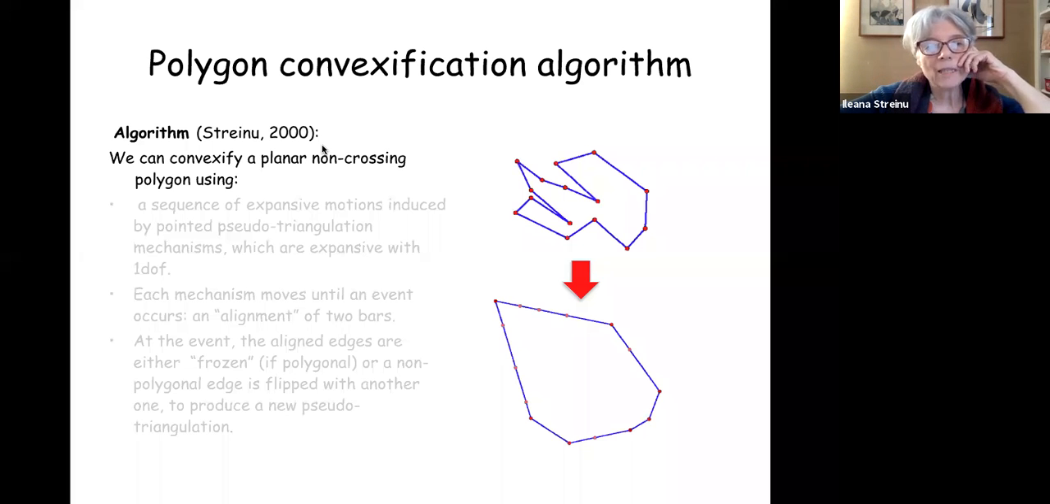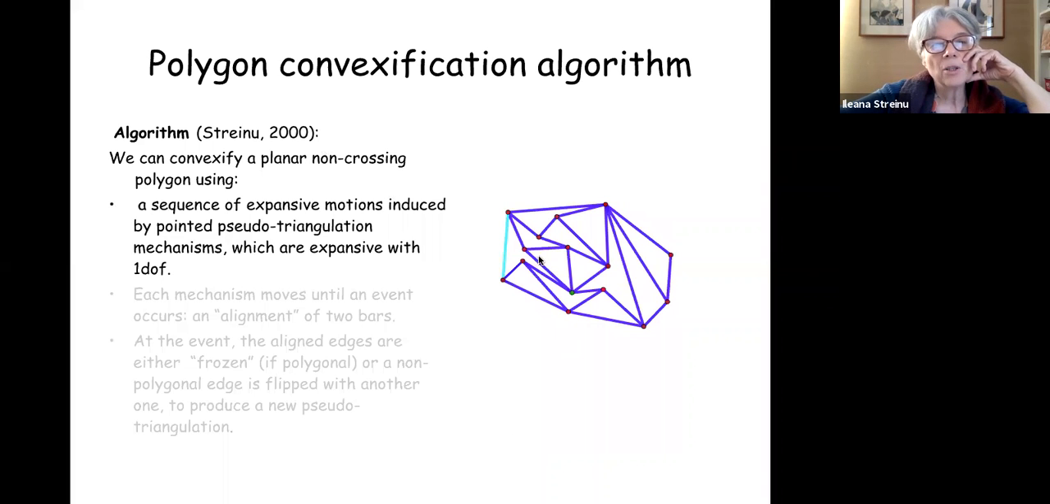So we want to convexify a planar non-crossing polygon, and here's what we can do. We want to go from here to a convex position. So we are first going to define a sequence of expansive motions. They will be induced by pointed pseudo-triangulation mechanisms that are expansive and with 1 degree of freedom. And this is, by the way, in the plane, not in the periodic case. We're going to extend this to the periodic case soon. But it is easier for me to do the explanations in the finite case, because as you will see, the pictures in the periodic case will become more crowded and it will be much harder to follow the ideas. So the ideas that I'm presenting are better explained in the finite case and will extrapolate to the periodic case.